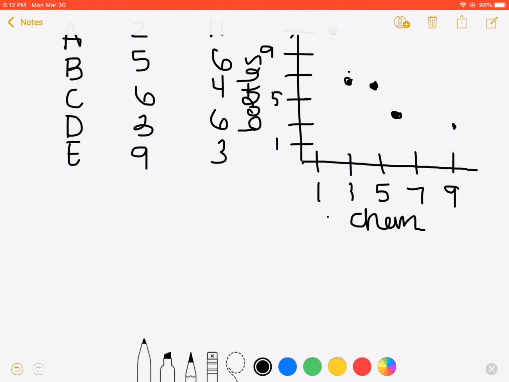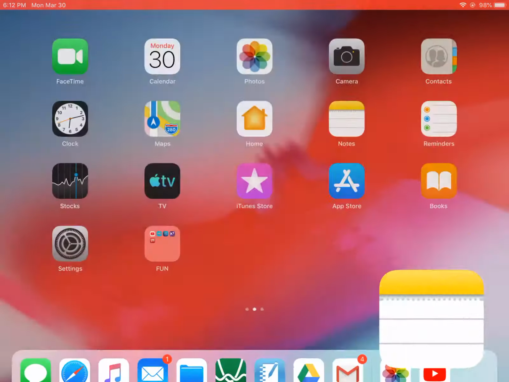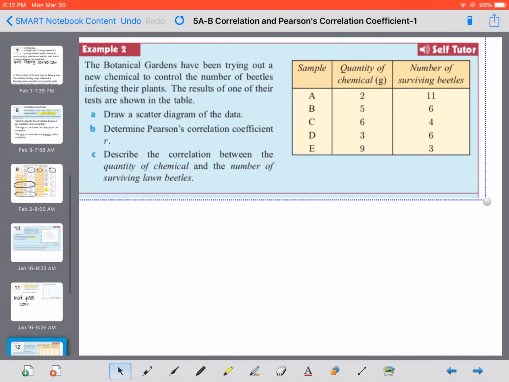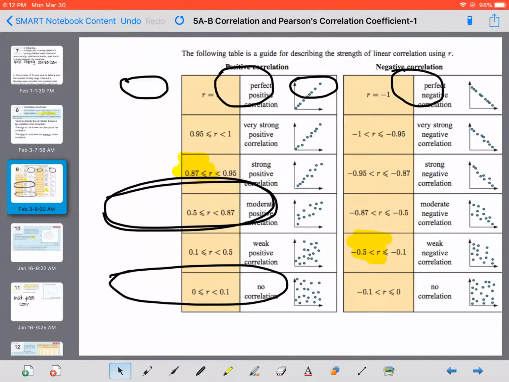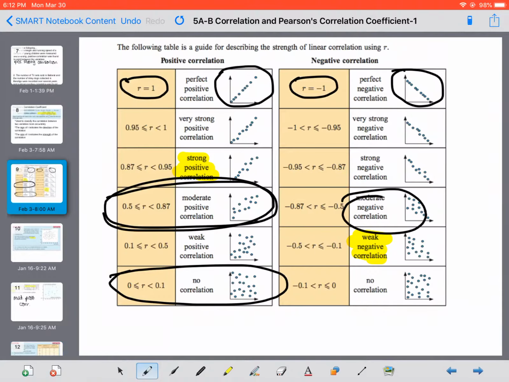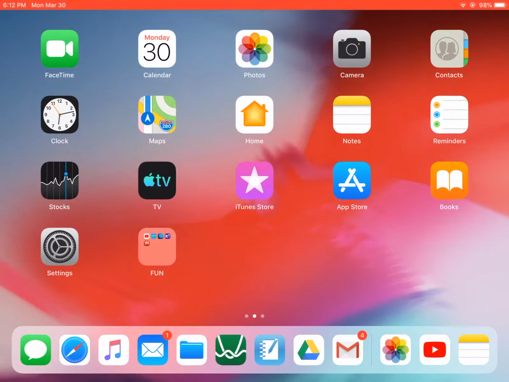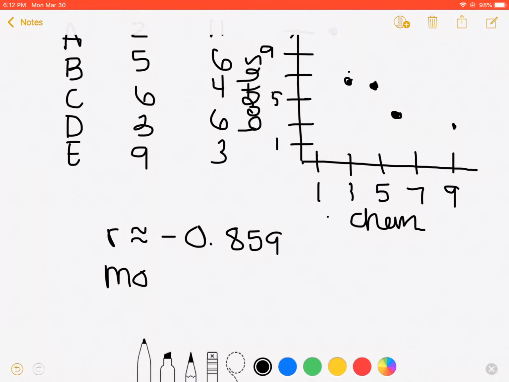You'll have to put the table in and make sure you have your diagnostics on, and then when you run your linreg, you will get an R value, and it'll tell you your R value is roughly, rounded to 3 sig figs, 0.859. And when we go back and look at that chart, we're going to see that 0.859 is a moderate negative correlation. So we can say this is a moderate negative correlation.